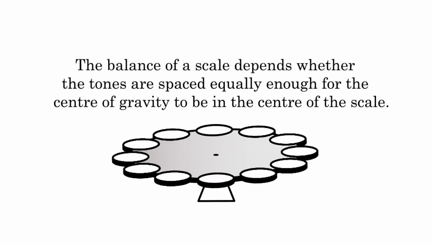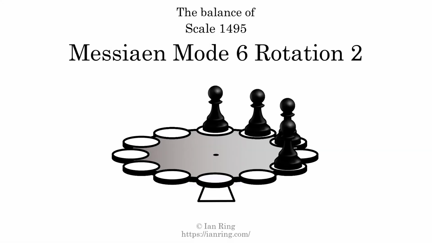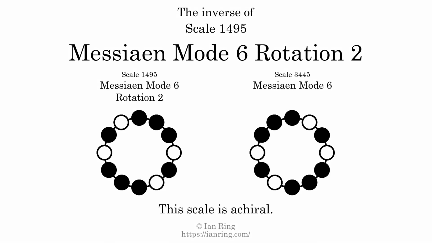The balance of a scale depends whether the tones are spaced equally enough for the center of gravity to be in the center of the scale. This scale is balanced. The inverse of a scale is a mirror image. It is what you get when the sequence of intervals is reversed.